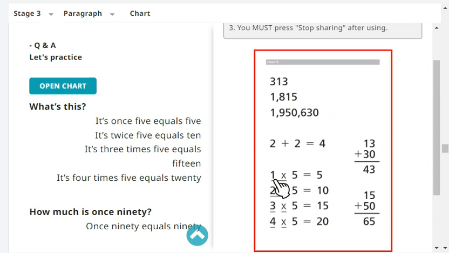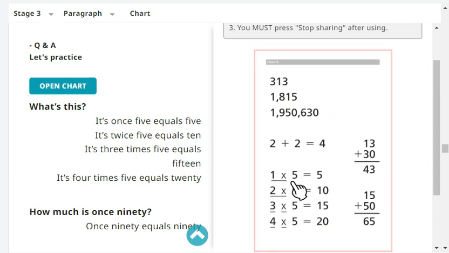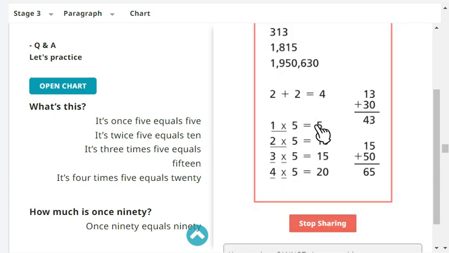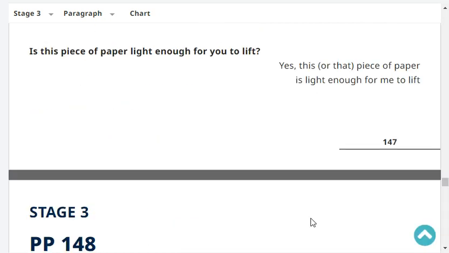Here we go. What's this? It's once five, equals five. What's this? It's twice five, equals ten. What's this? It's three times five, equals fifteen. What's this? It's four times five, equals twenty. Very good.